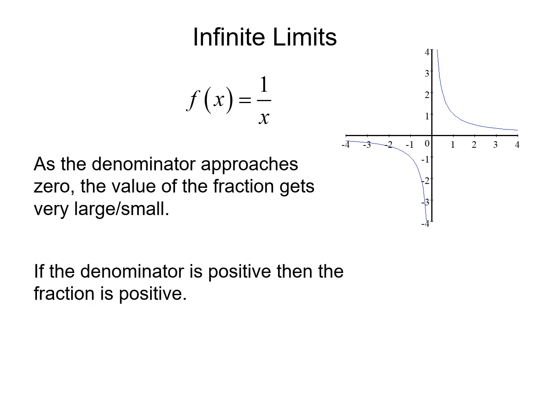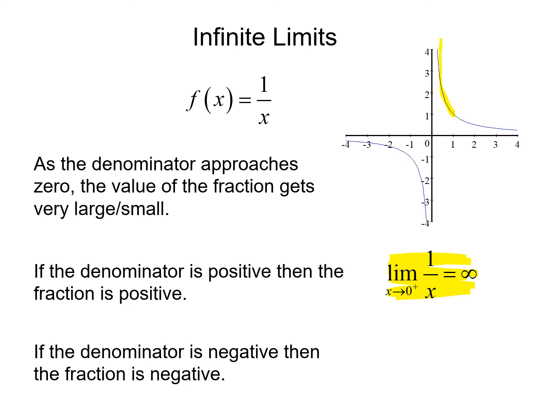So it says if the denominator is positive, then the fraction is positive. And so we see here, it says the limit as x approaches 0 from the right. So if we have 1 divided by a positive number, then we are going to get positive infinity. And so again, this limit we can see here, as we are approaching 0, my graph is going up.